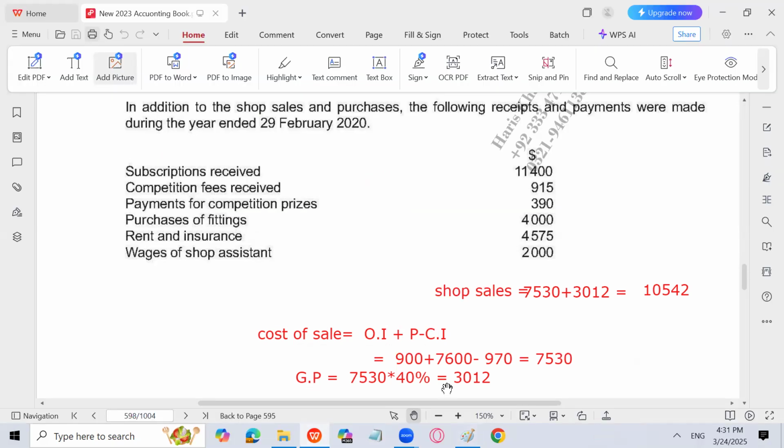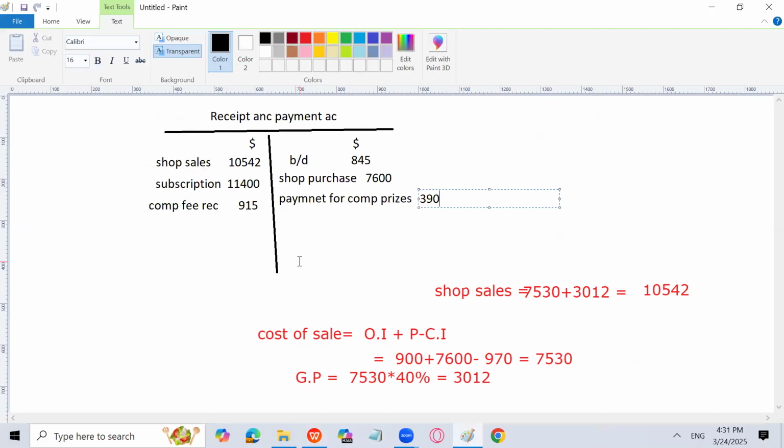Then purchase of fitting 4,000, rent and insurance 4575.